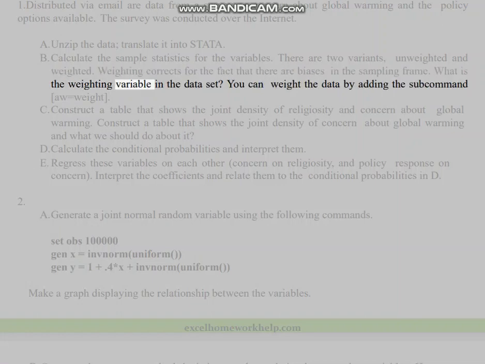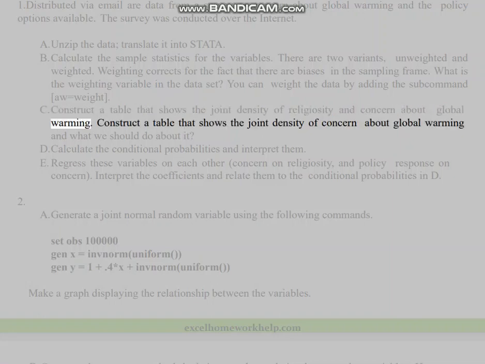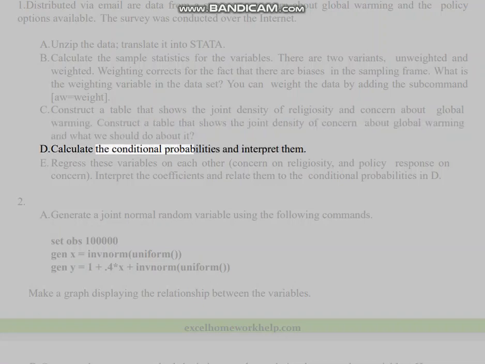What is the weighting variable in the dataset? You can weight the data by adding the subcommand a equals weight. C. Construct a table that shows the joint density of religiosity and concern about global warming. Construct a table that shows the joint density of concern about global warming and what we should do about it. D. Calculate the conditional probabilities and interpret them.